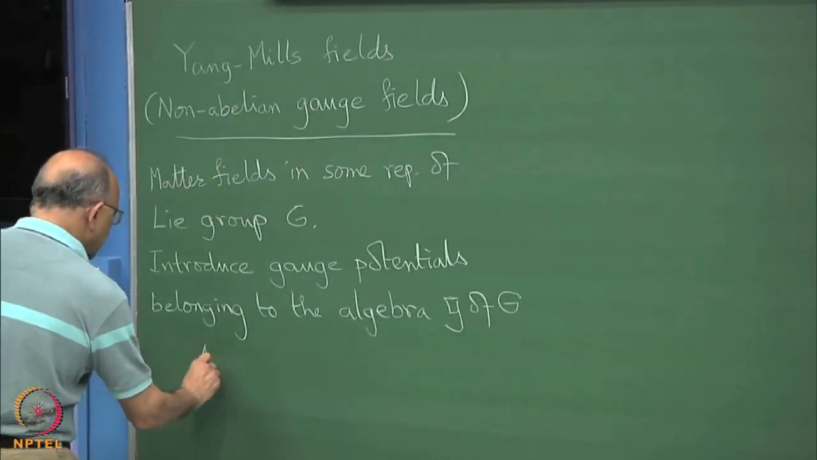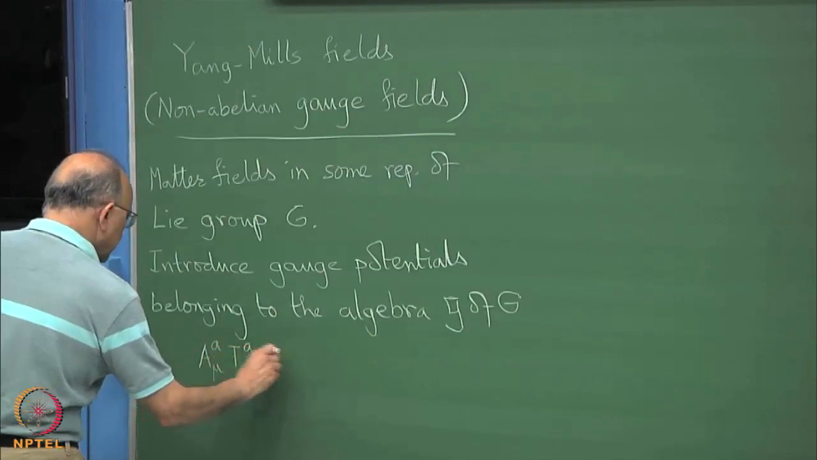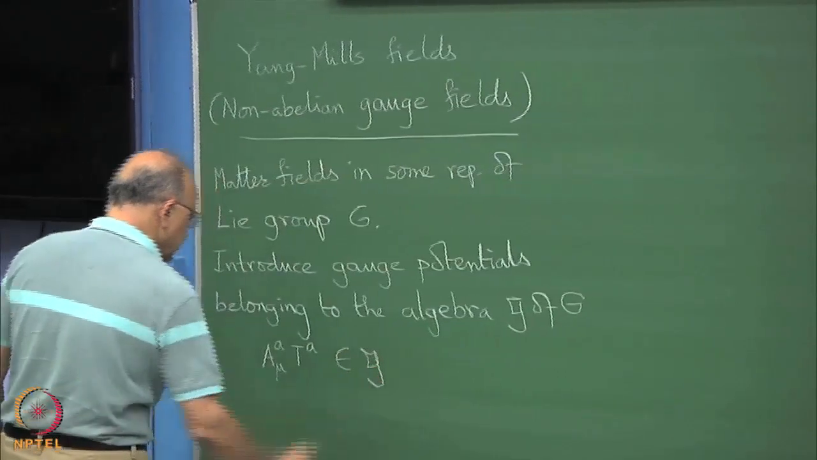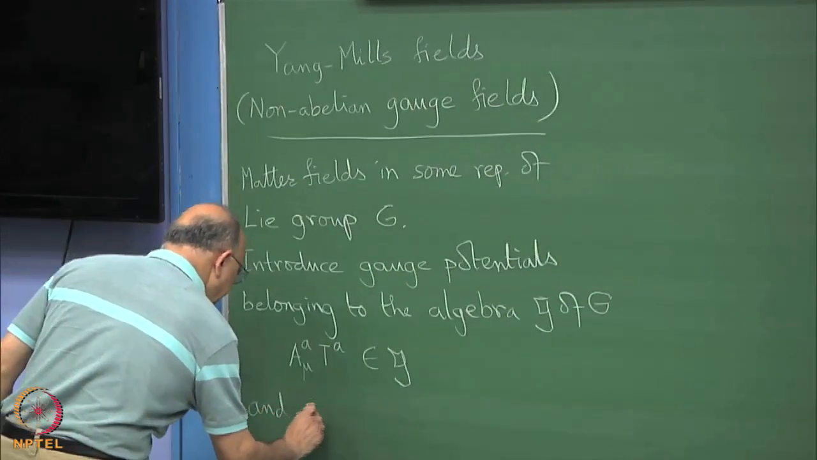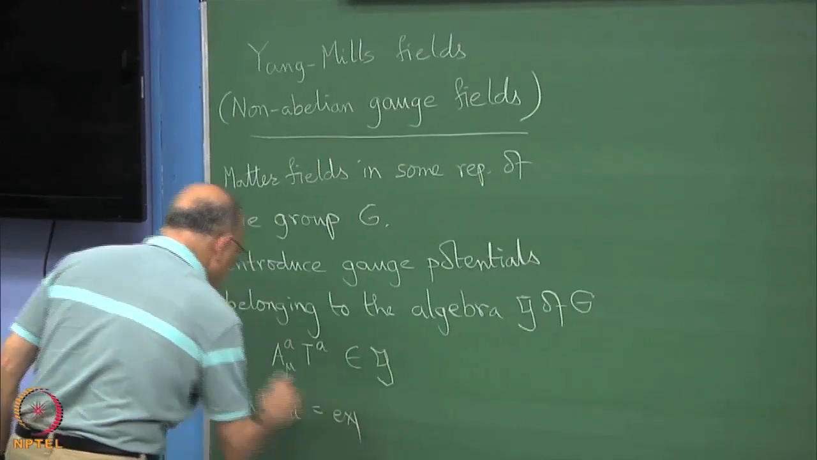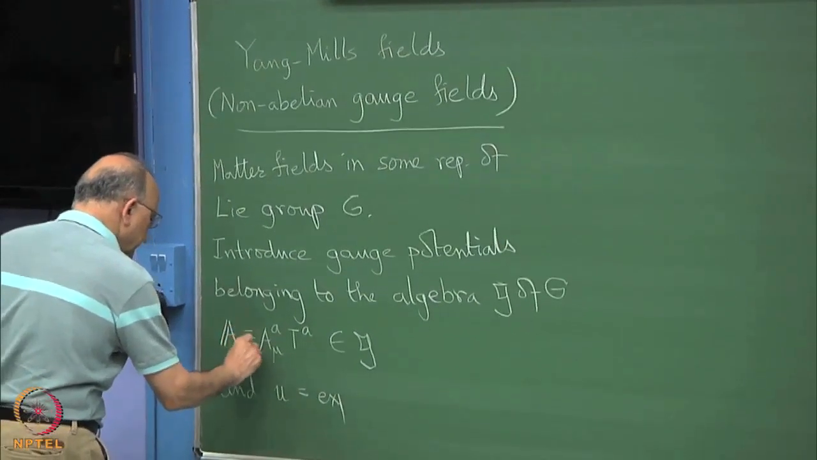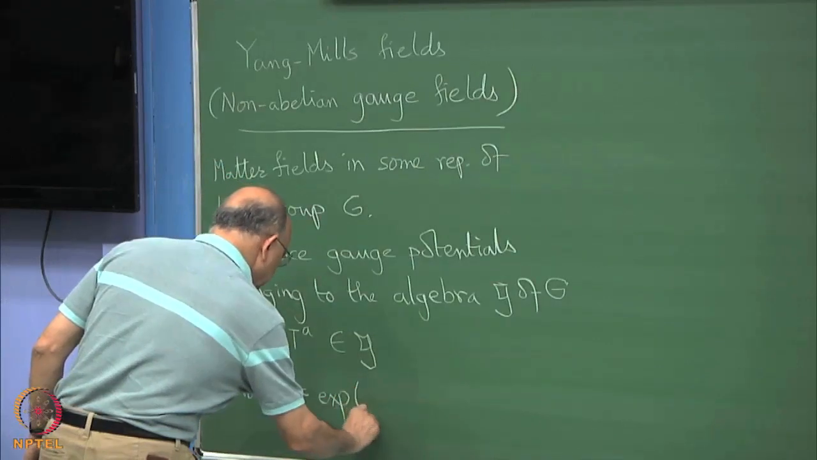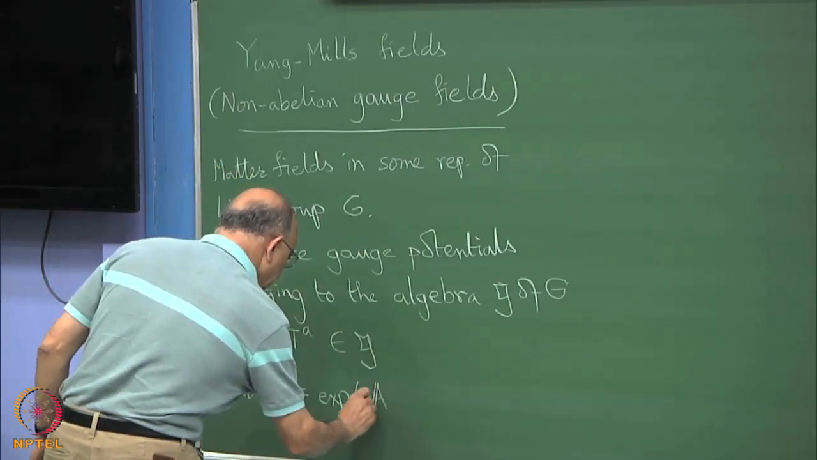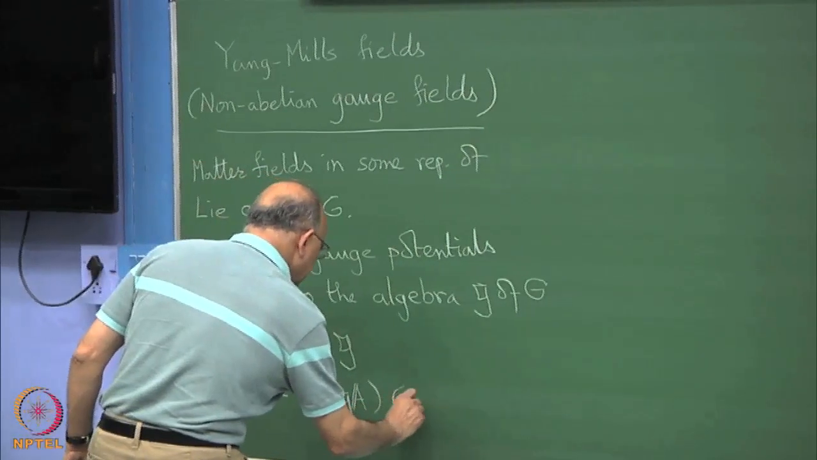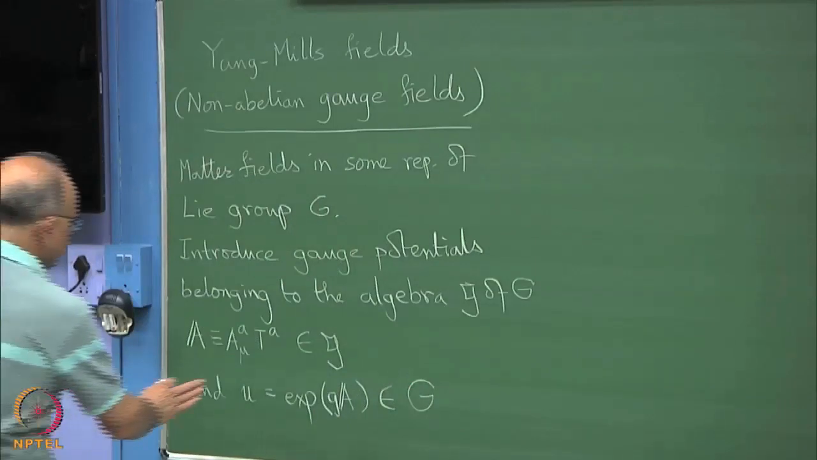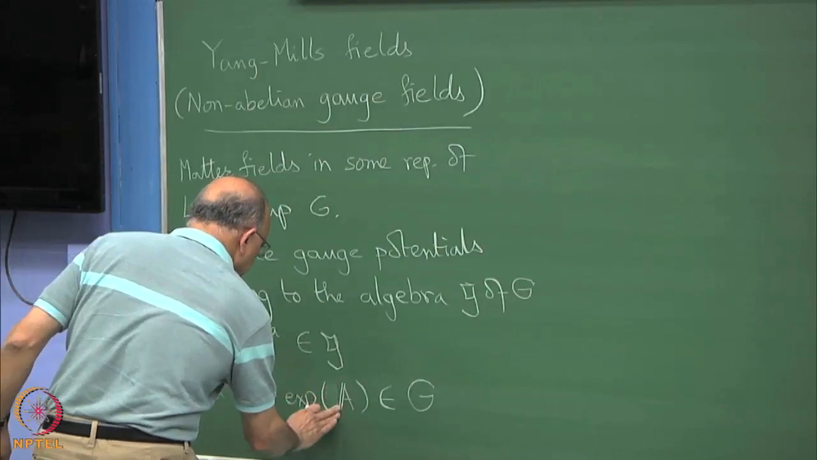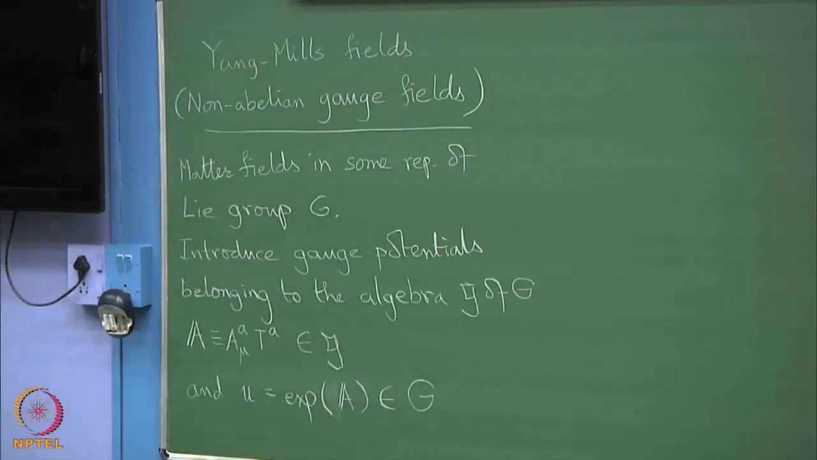I think I have to add a G here. So A belongs to U, belongs to G. No, sorry, not here. Here, because we have already defined A belonging to the algebra, so you exponentiate, you get the group elements.